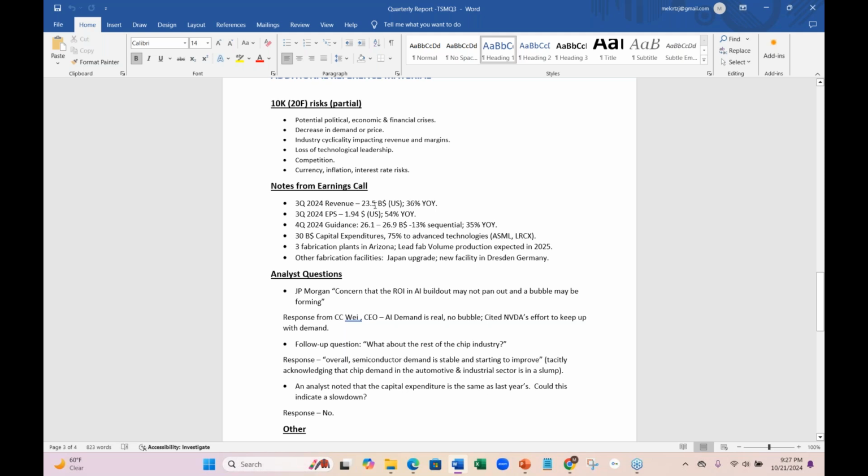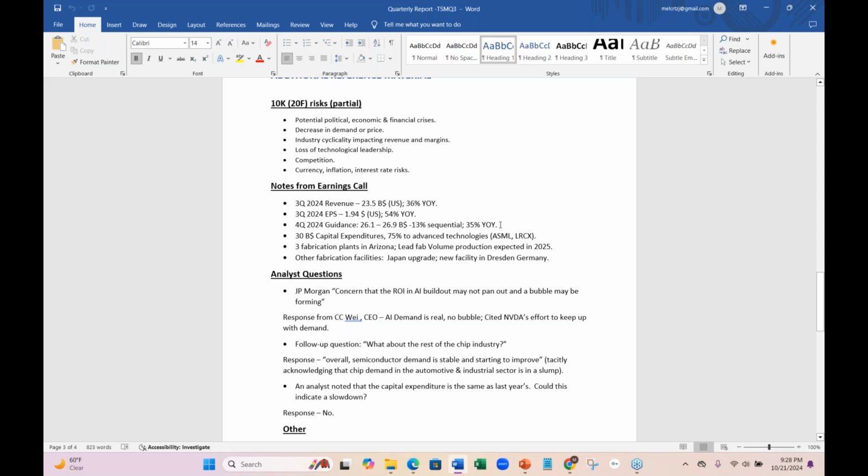The actual revenue for the quarter, 23.5 billion, 36% year over year. Earnings per share, 54% year over year. We talked about that. To me, one of the more important things is the guidance. So for the fourth quarter, they're guiding for revenue between 26.1 and 26.9 billion dollars, which is again going to be 35% year over year.